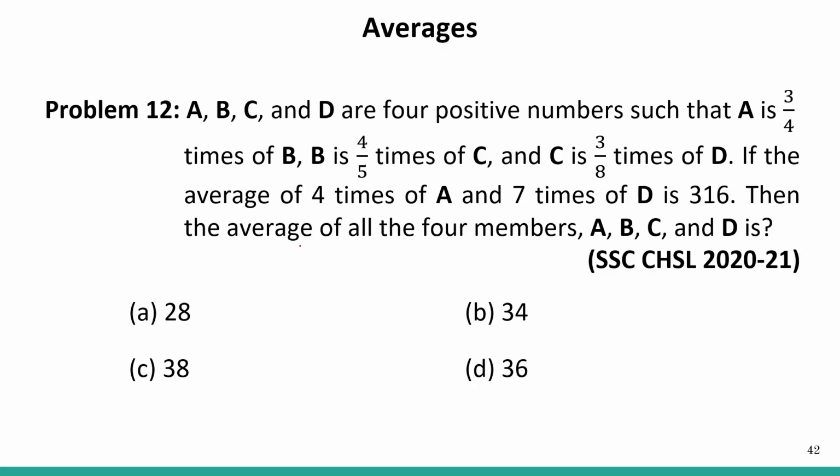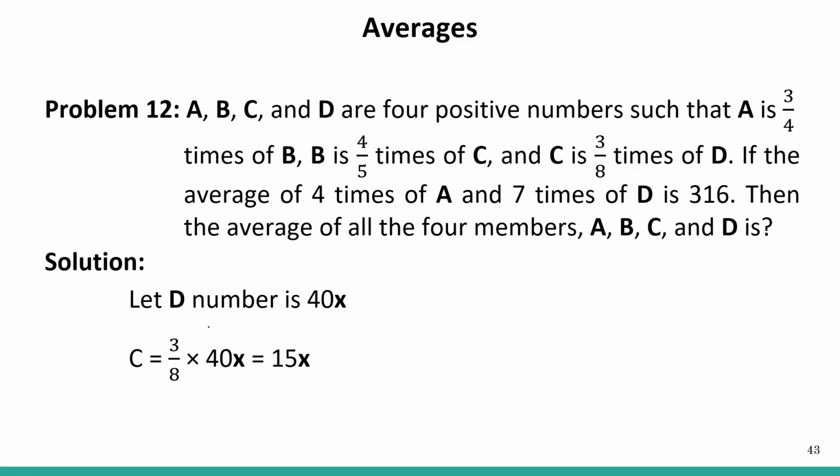Okay. So let's go forward with problem number 12. A, B, C and D are 4 positive numbers such that A is 3 by 4 times of B, and B is 4 by 5 times of C, and C is 3 by 8 times of D. Then the average of 4 times of A and 7 times of D is equal to 316. Then what is the average of all the 4 numbers A, B, C and D? The question has appeared in the SSC CHSL 2020-21 paper. So which among these 4 is actually correct?